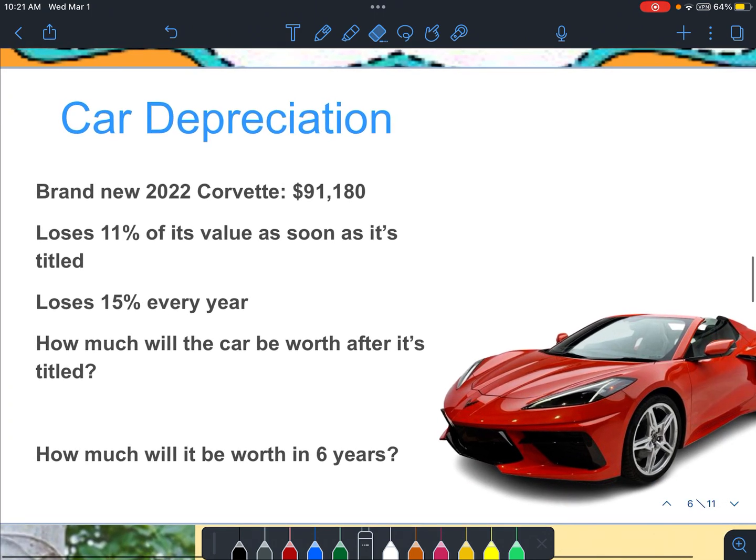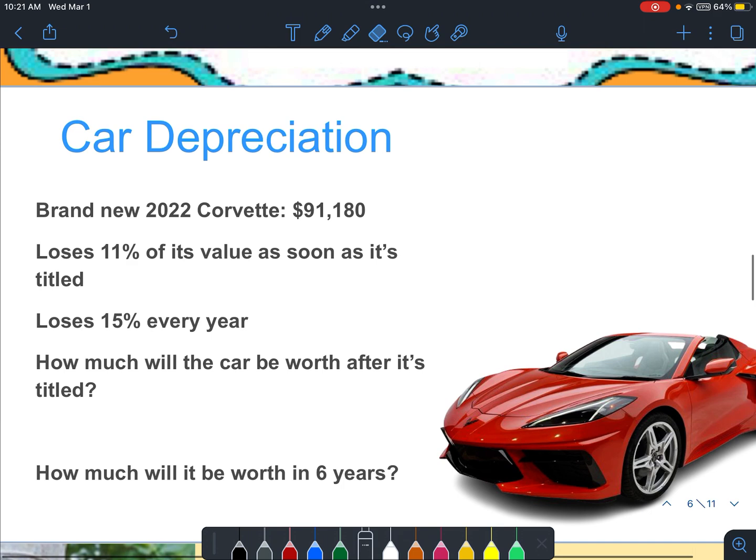Here's a car depreciation value, so we'll do this last problem and then we'll call it good. I'm going to pull up a calculator. Give me 1 second here. So a brand new Corvette 2022 is $91,180. And if it loses 11% of its value as soon as it gets titled, then what is it going to be worth after it's titled? So we're kind of ignoring this part right in here and this part right here for this question. So it's going to lose 11%, which is a true story. It loses a lot of its value once it switches titles.